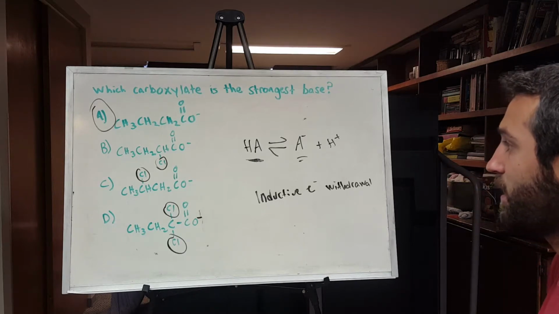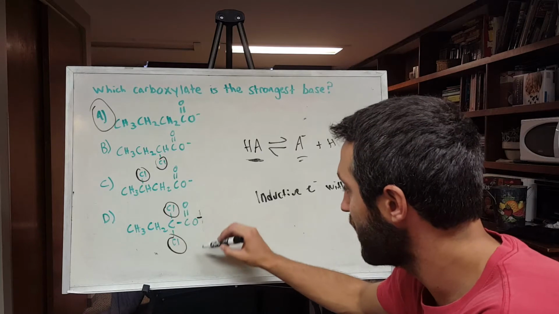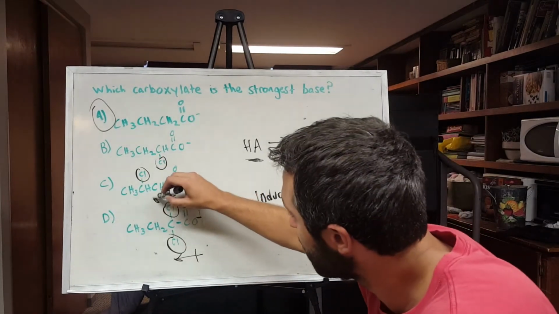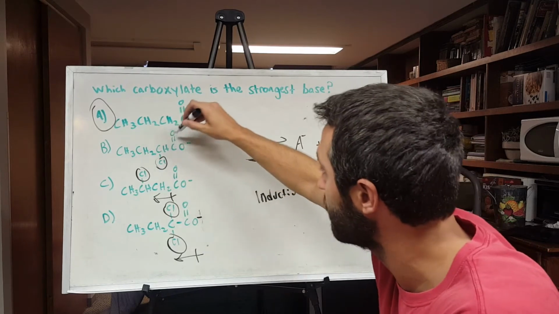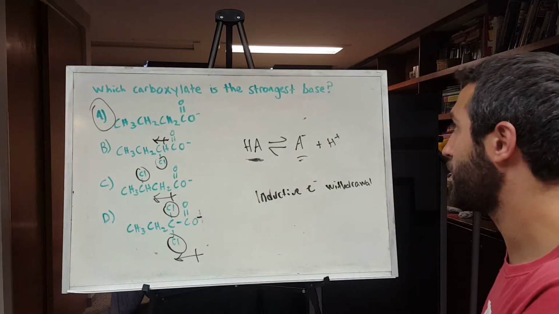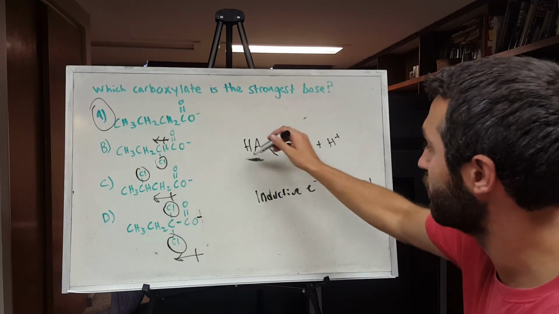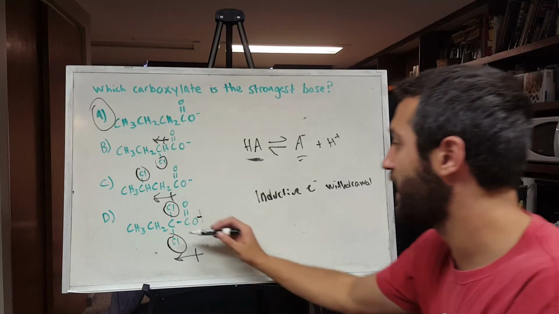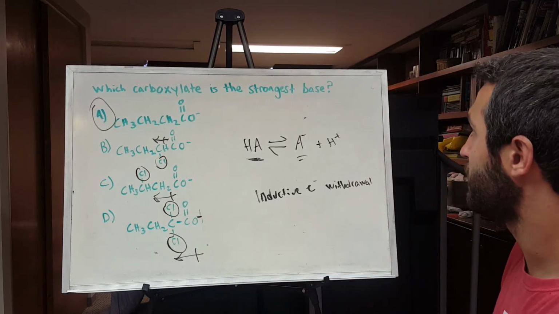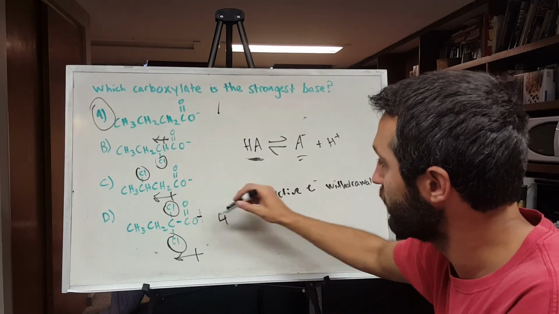So we can compare for fun B, C, and D, right? All these guys do is they pull electron density away from that minus on the O, right? And so that stabilizes it. That stabilizes the conjugate base, makes it less likely to go back over here and pick up a proton. So this guy has two electronegative groups right by the carbon, so that would be the weakest base. We can number these. This is strongest, this is weakest.